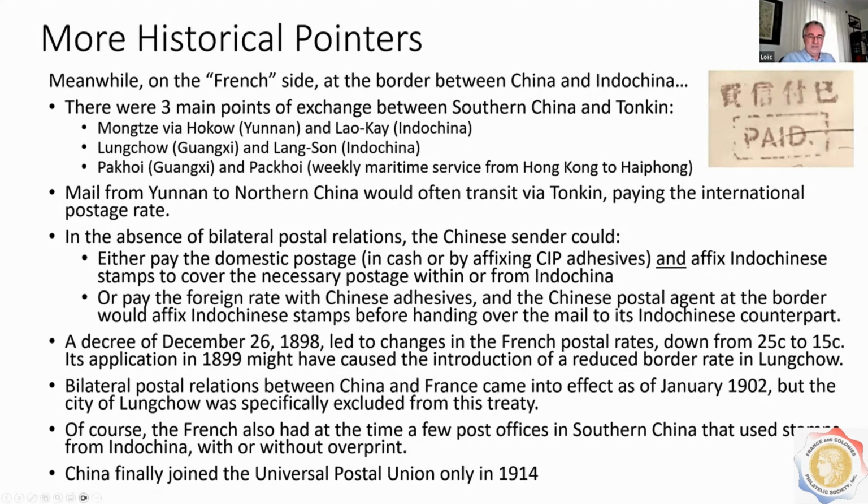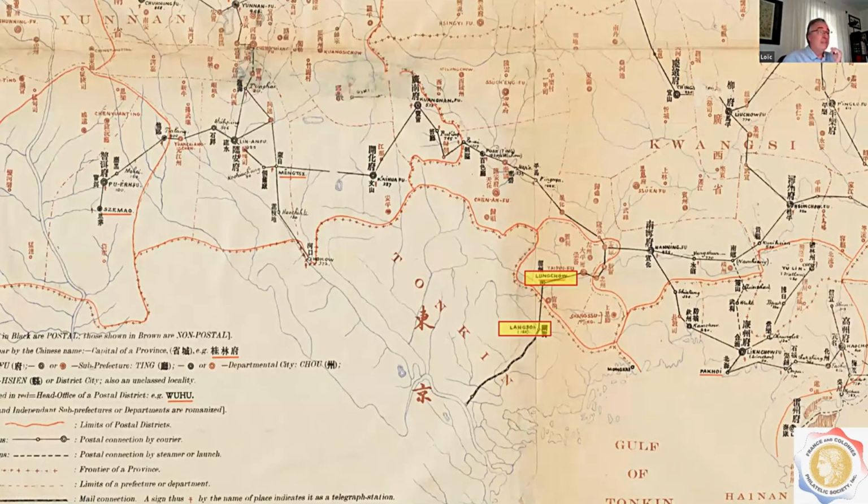So let's get started. I put here a map to give you a little bit more to place the areas that I'm talking about. So it's really the mail between Langzhou here and Langsong in Indochina, or Tonkin. This here is the border between China and Indochina. Of course, you have the Gulf of Tonkin here.